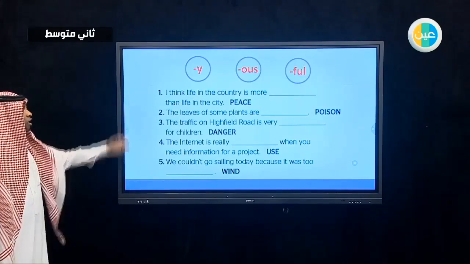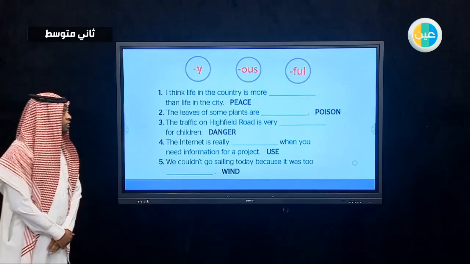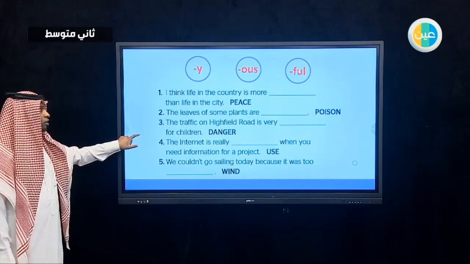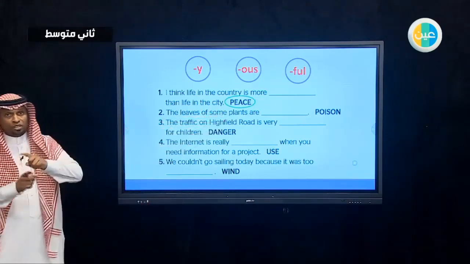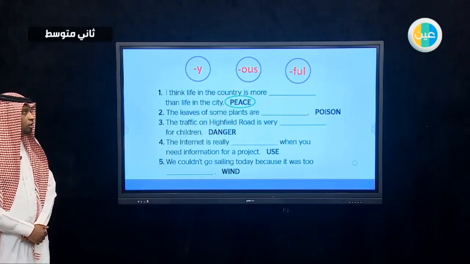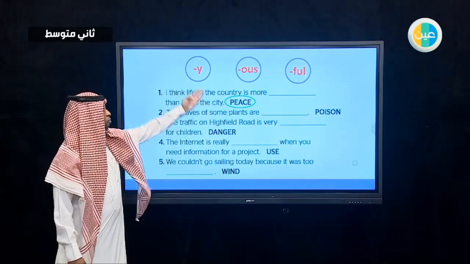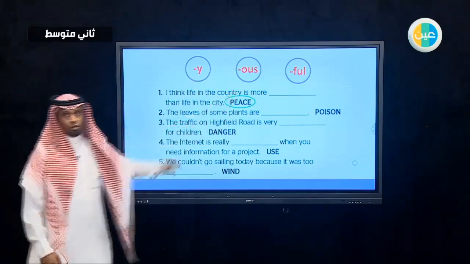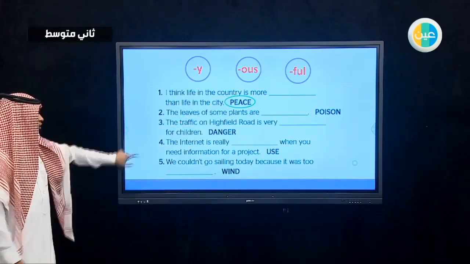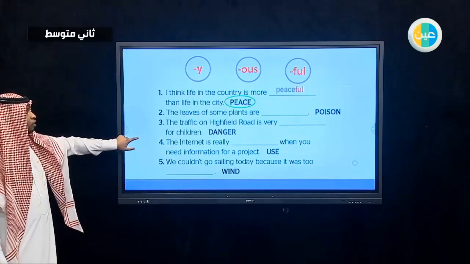Now the first one: I think life in the country is more, what do you think? What do you think about the word peace? This is a noun. How can we change it into an adjective? Do we add, can we say peacey, peaceous, or peaceful? What do you think? Excellent. Peaceful. Good.